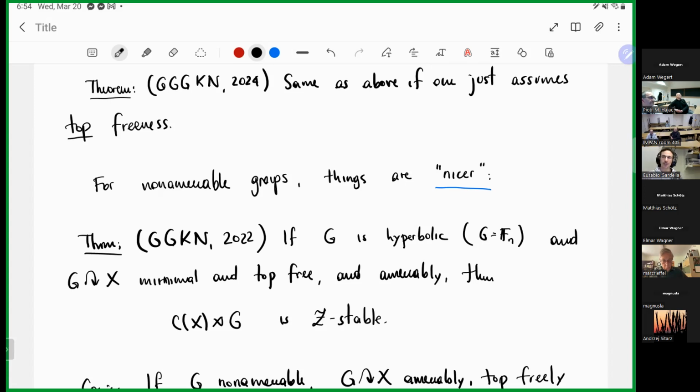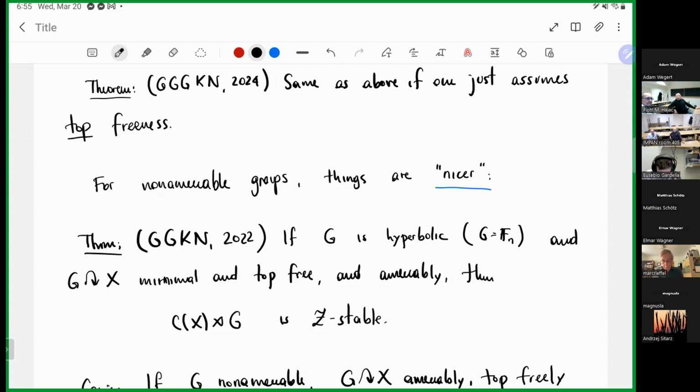I also don't understand why things are nicer in this setting. But it's a good answer anyway. If the argument is that there are many more good actions of non-amenable groups, so the argument is from the typical behavior, can we say that the typical behavior is nice? Yeah, I think so.